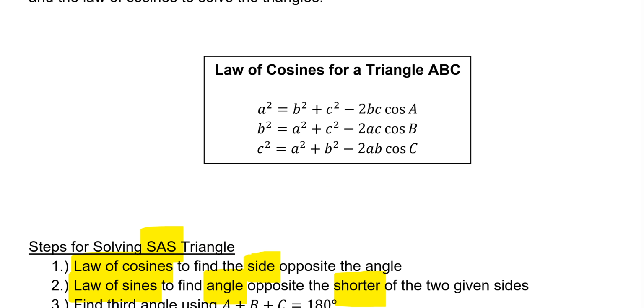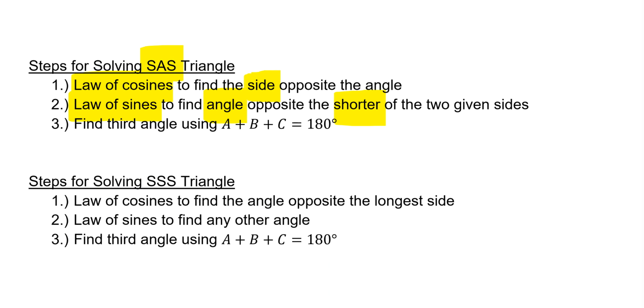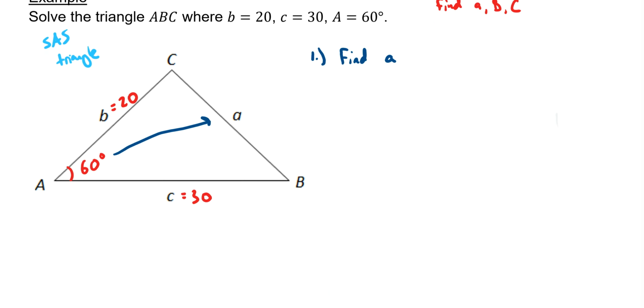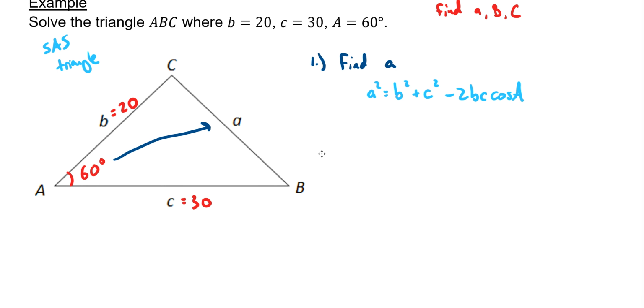So the easy thing to do is, since we're looking for side A, you're going to choose the one that already has side A solved for. So we're going to use this first one right here. A squared equals B squared plus C squared minus 2BC times cosine of A. So let's go ahead and write that down. If we were trying to find side B, then we would use the one that says B squared equals. If we were finding side C, we would use the one that said C squared equals.